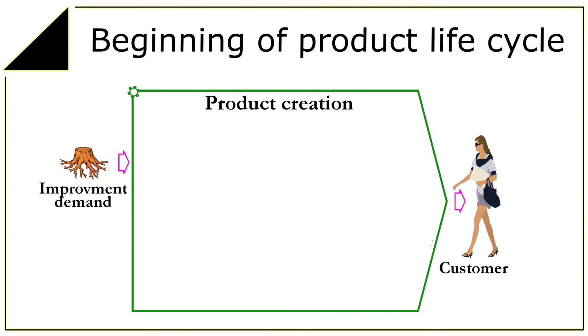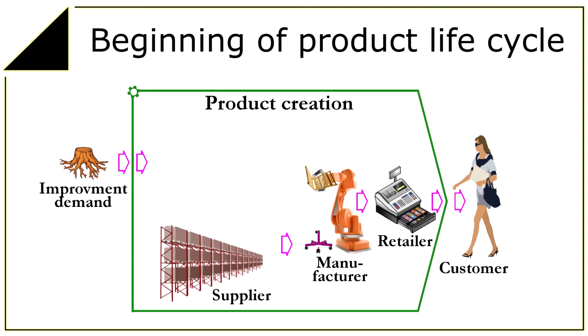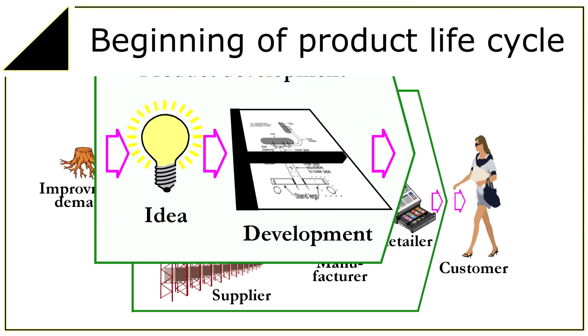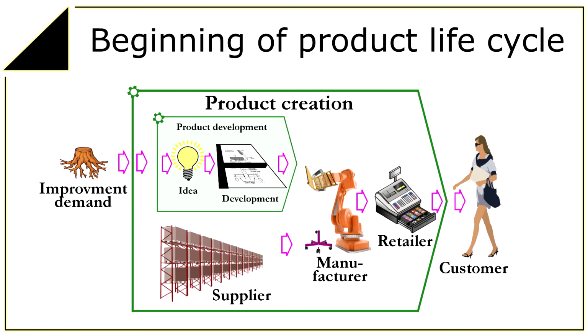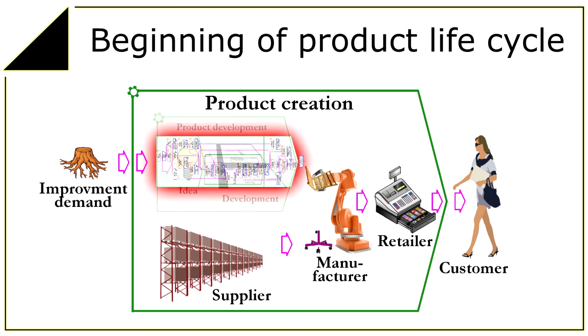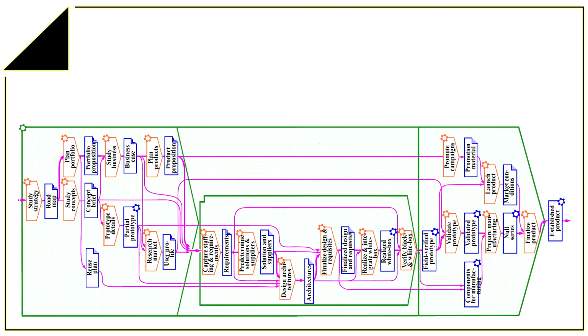The product lifecycle starts with an improvement demand to satisfy a need on the market and ends with a customer buying that product. In the product creation, the manufacturer and suppliers realize the product for the retailer to sell. But it is the product development, transforming the idea to design and prototype, that is the target phase for CPDM.